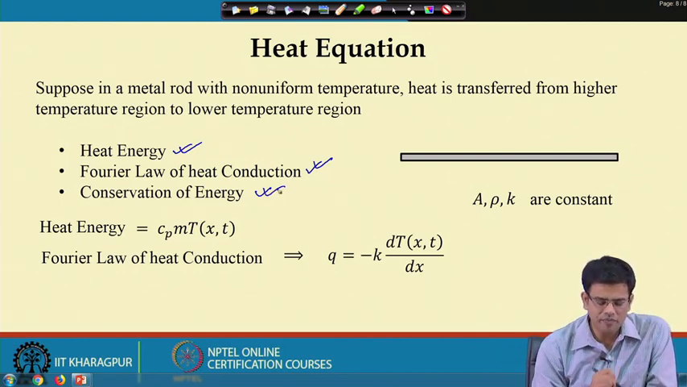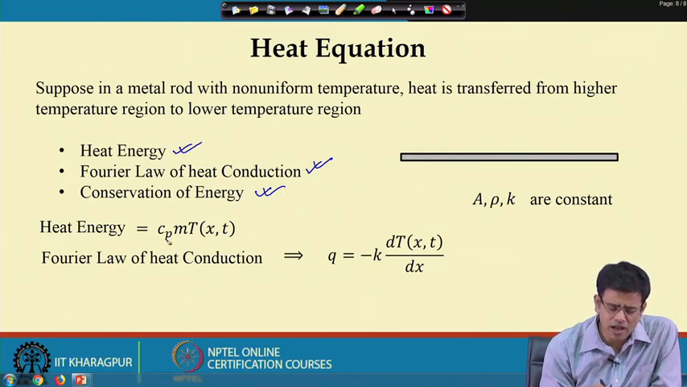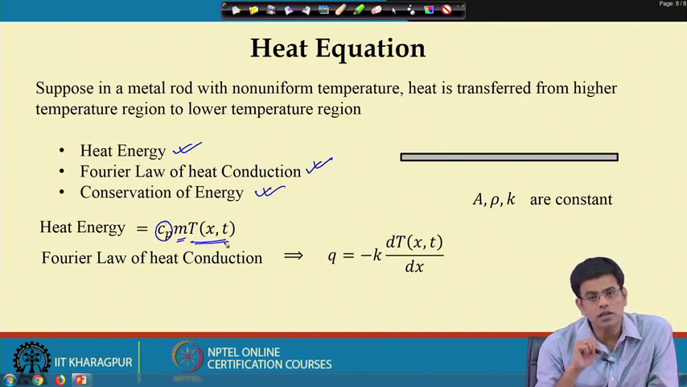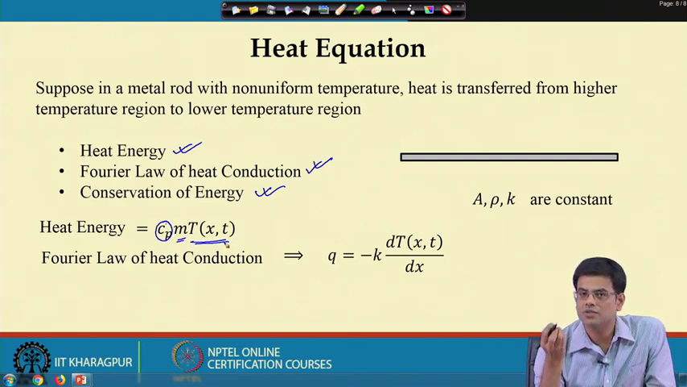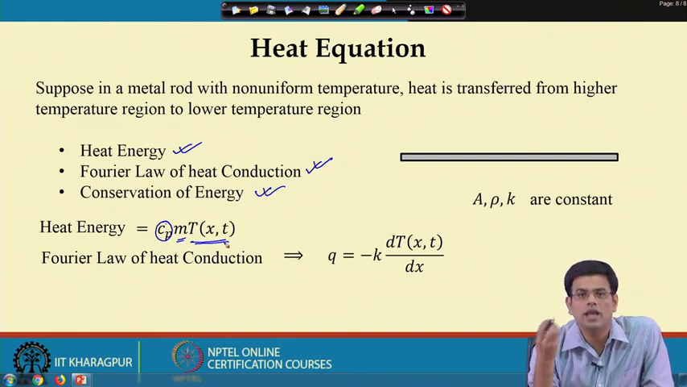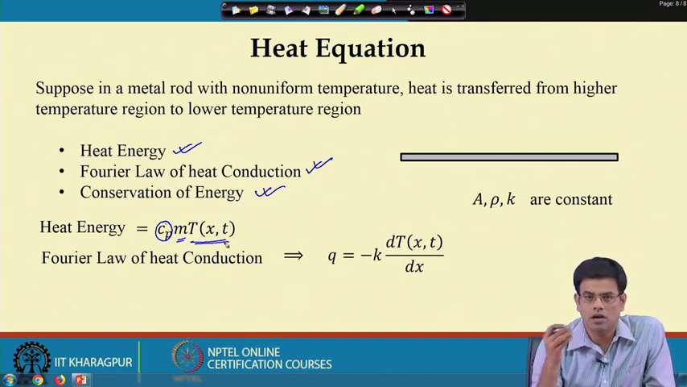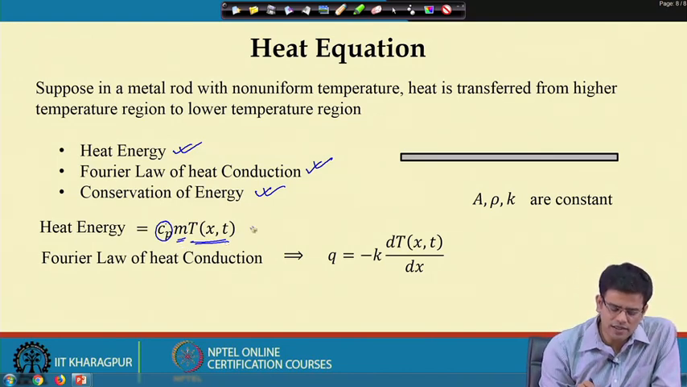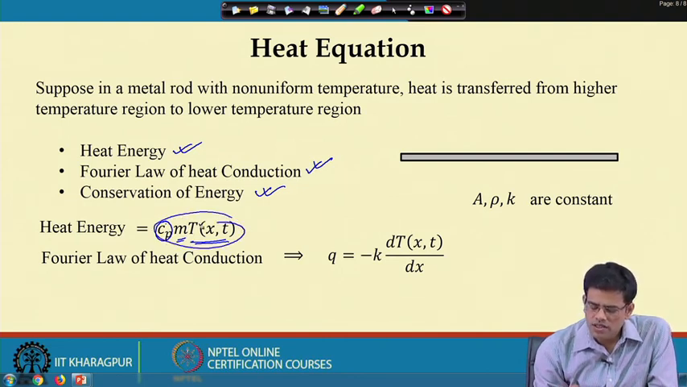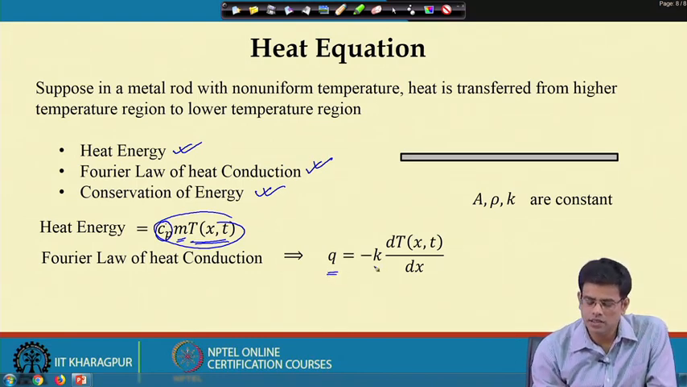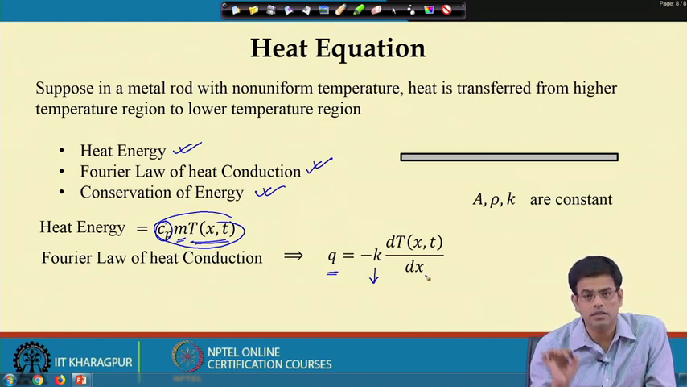Now, heat energy can be written as specific heat c, times mass m, times temperature T. We know the specific heat is the energy required to raise the temperature of a unit mass. If the mass is m, we can compute the energy, and there is a temperature. So, this is essentially the heat energy. Similar to that, from Fourier heat conduction, I also know that Q, my heat flux, is conductivity K times dT/dx, the temperature gradient.